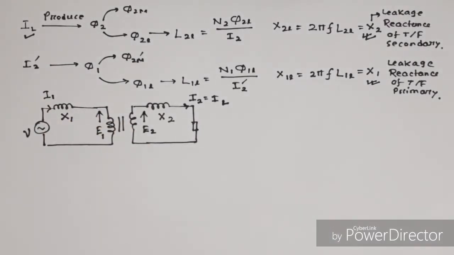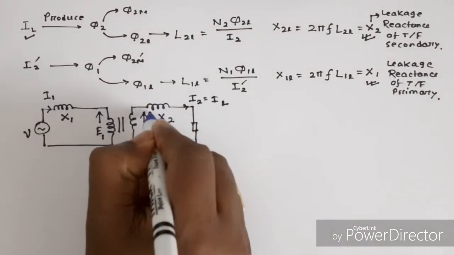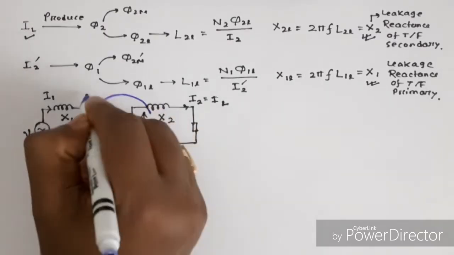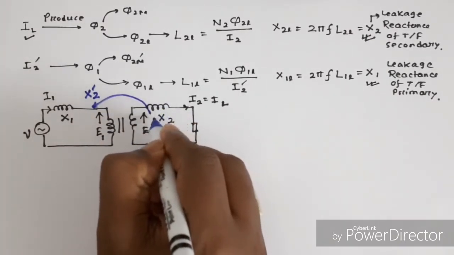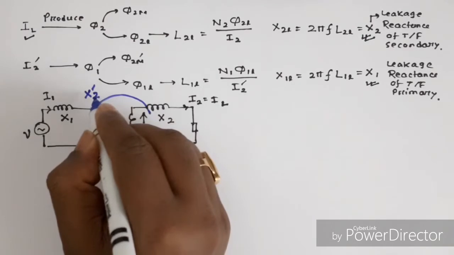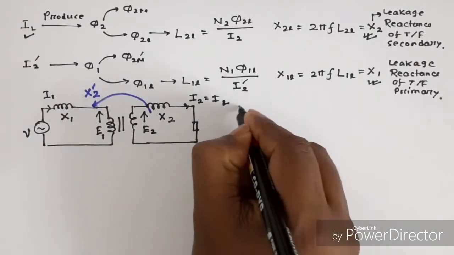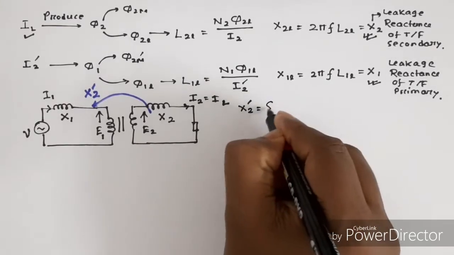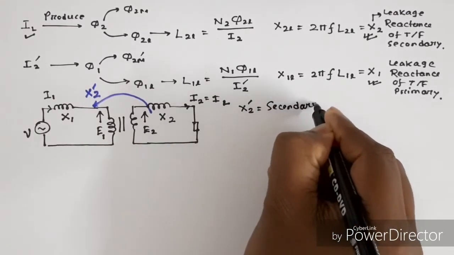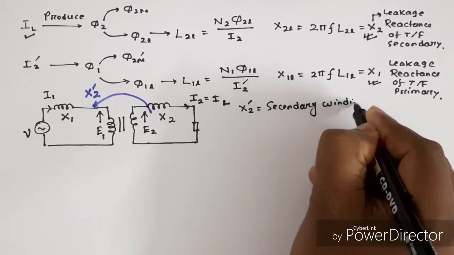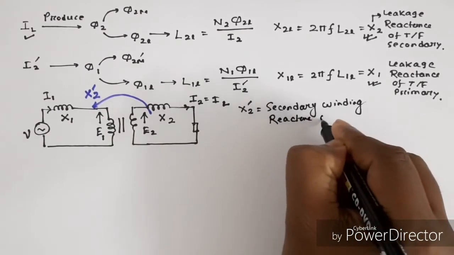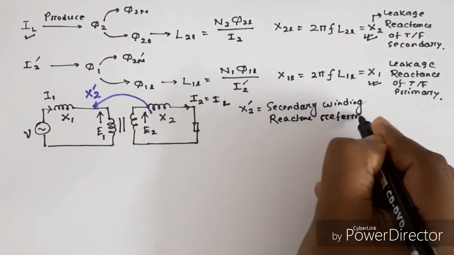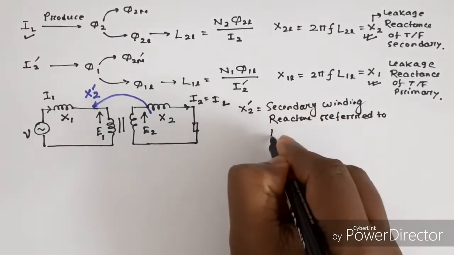Now if we transfer the secondary winding reactance into the primary side, it becomes X2 dash. This X2 is transferred here and becomes X2 dash. X2 dash is the secondary winding reactance referred to primary.